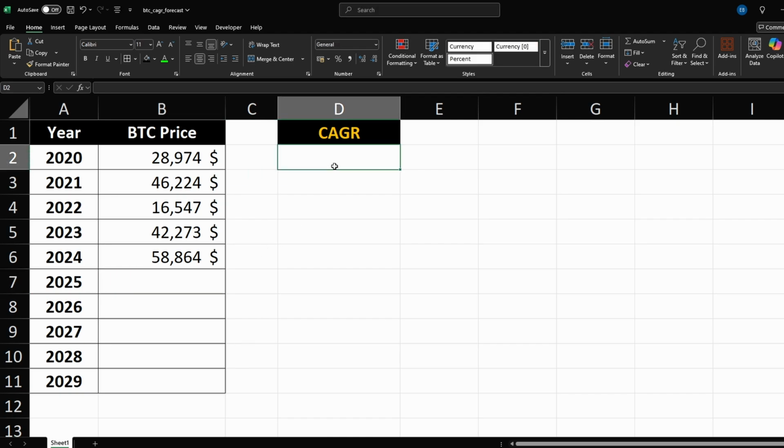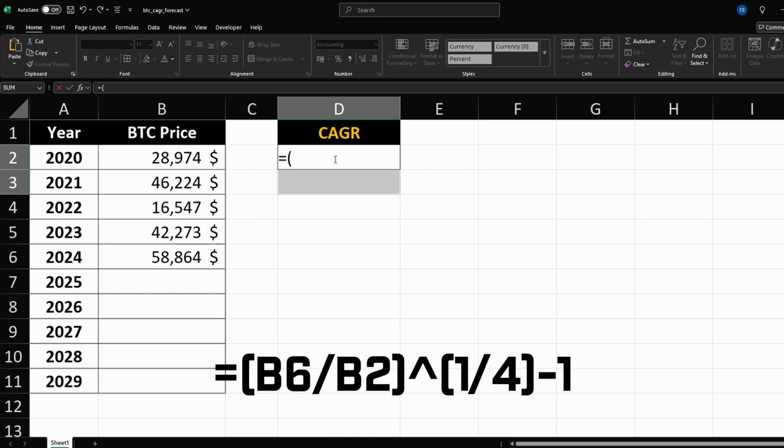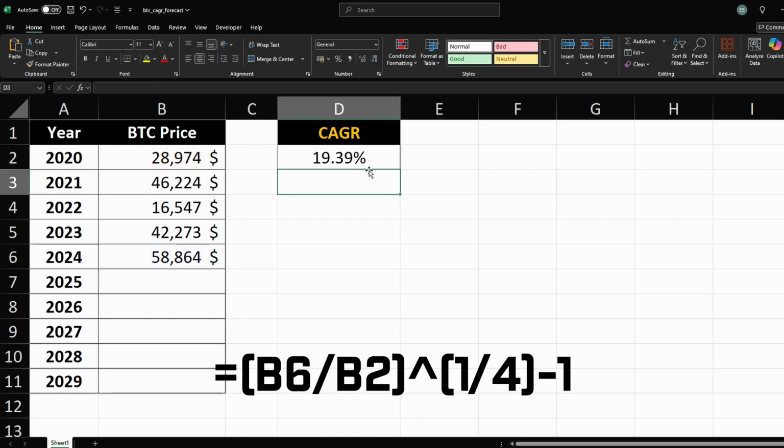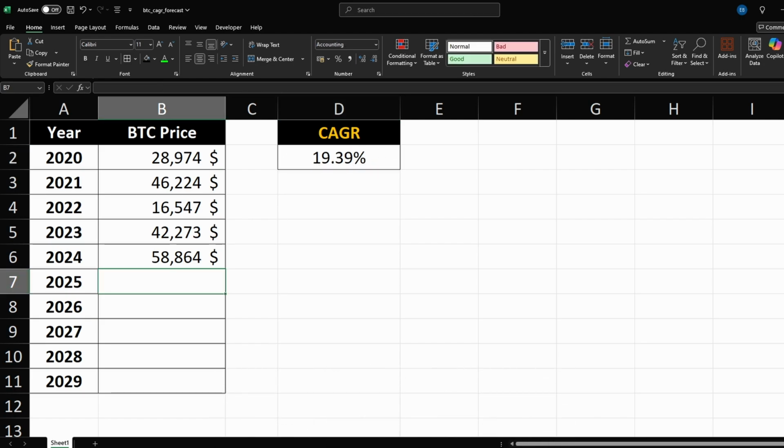Now we'll calculate the compound annual growth rate, which tells us the average annual growth, assuming steady compounding. First, we divide the ending value by the starting value. Then we raise that result to the power of 1 divided by the number of years. Finally, we subtract 1. The result is the compound annual growth rate, which shows how much Bitcoin grew on average per year, assuming it grew at a steady compounded pace. In our example, it's about 19% per year.